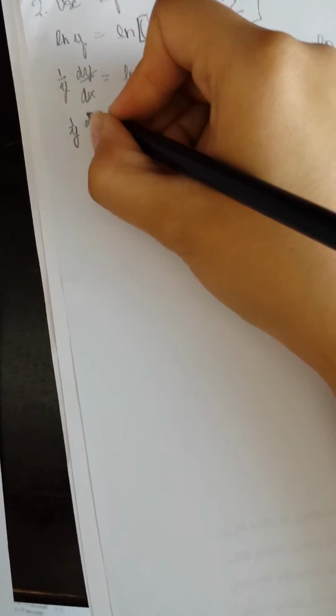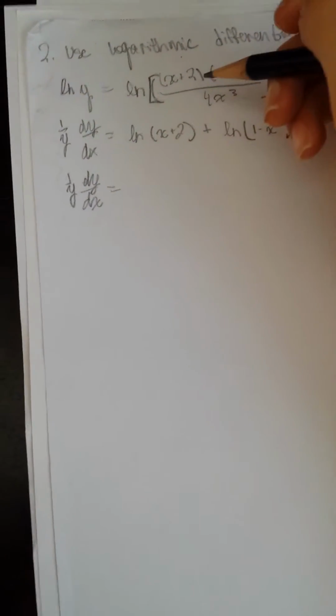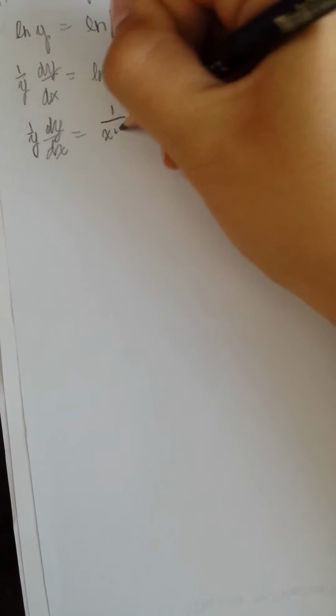Alright, so now what you got to do is ln this, so 1 over y times dy/dx, that stays the same. And then what you need to do is take the derivative of this stuff. When you're natural logging, take the derivative of stuff, which is 1, and then over this stuff, x plus 2, and then you have plus derivative of this is negative 2x over this stuff. Oh, wait.